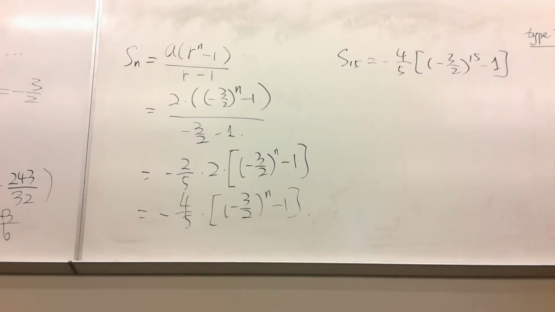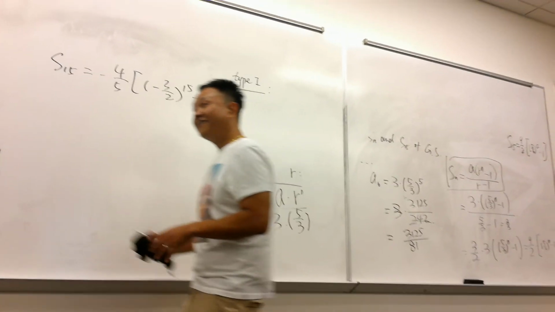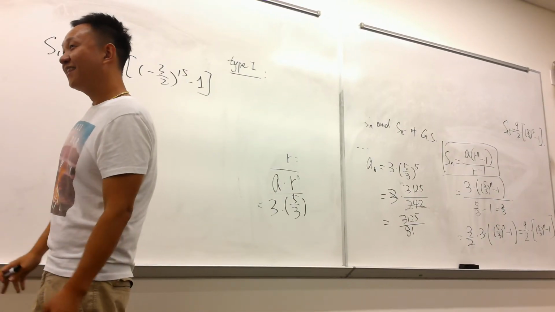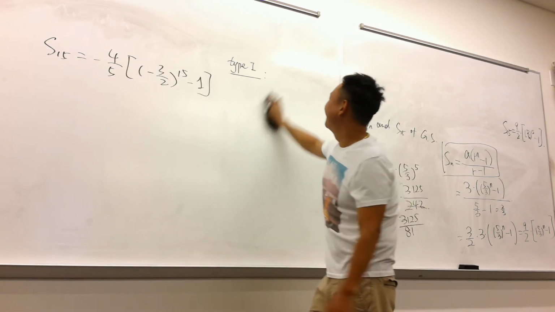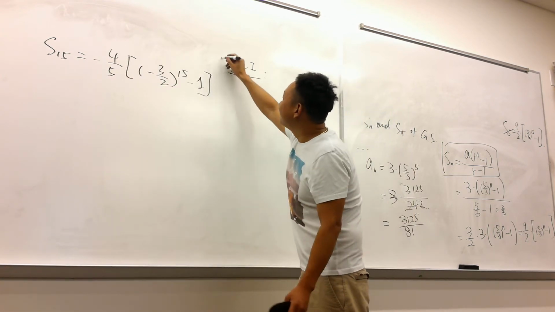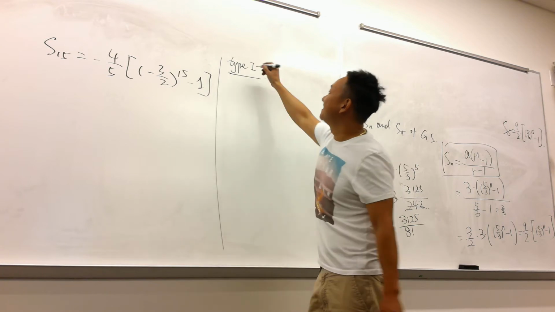Okay. Did I make some mistake? I did. Where's the mistake? Okay, in this class, only I can test you, all right? Don't test me, all right? Let's see the second type.